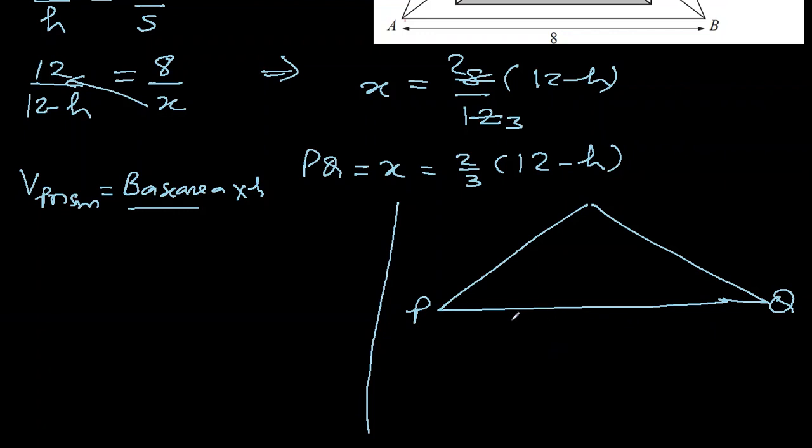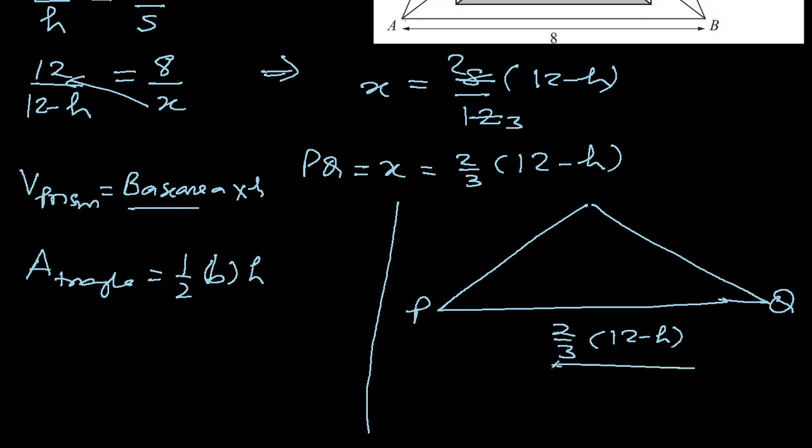We just found that the total length of this PQ is 2/3 of 12 minus h, right? And we want to find the area of this triangle. What is the area of a triangle? Half base times height. Correct? Base is known to us now: 2/3 of 12 minus h. So it will be half times 2/3 times 12 minus h. The problem is to find the height of this triangle, not the 3D shape. This triangle's height, let's call it y. This is the height I want to find out.